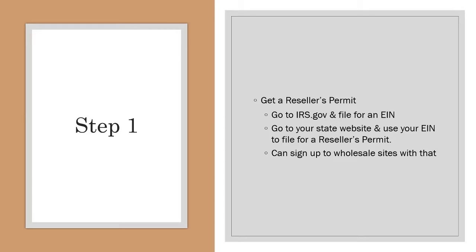So go to irs.gov, file for an EIN, go to your state website, and use your EIN then to file for a reseller's permit, okay? It might be called a wholesale license or a wholesale permit. There's about 10 different names for it depending on your state. But once you take your EIN and you go to your state website and you file for a reseller's permit, you can usually get both of those within 24 hours from filing online, so it doesn't take very long, okay? Once you have your reseller's permit, you can then sign up to wholesale websites like we're going to show you here today, okay?